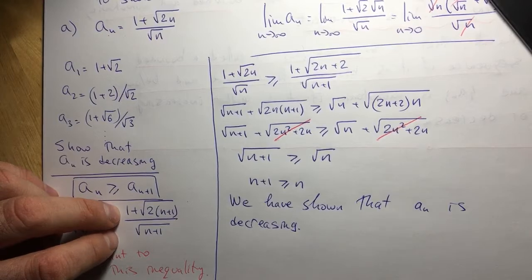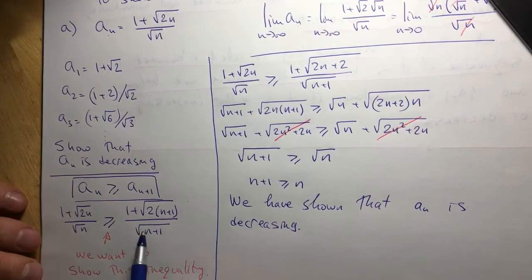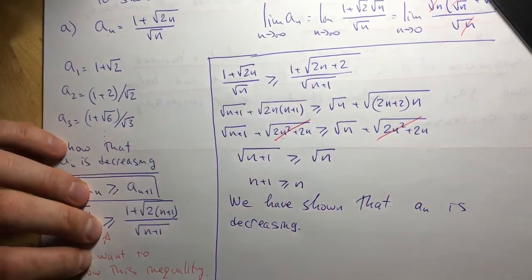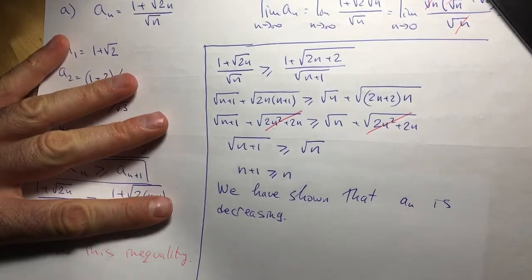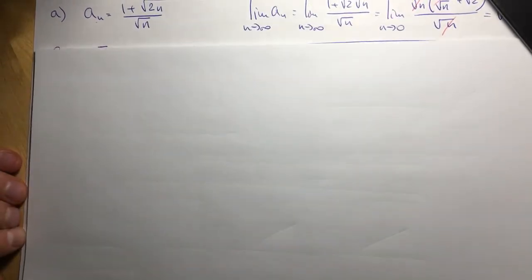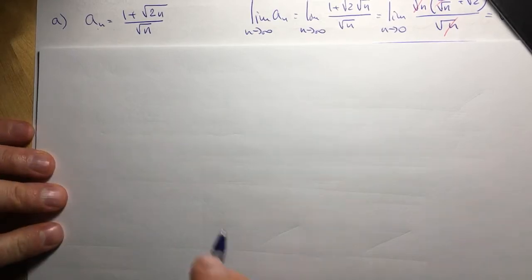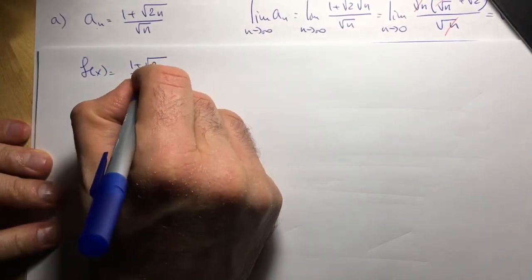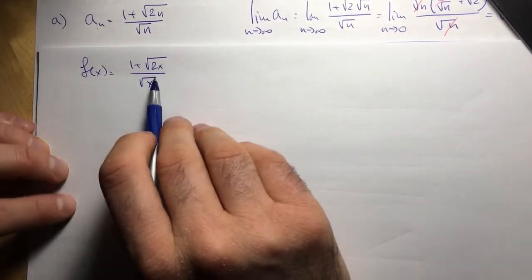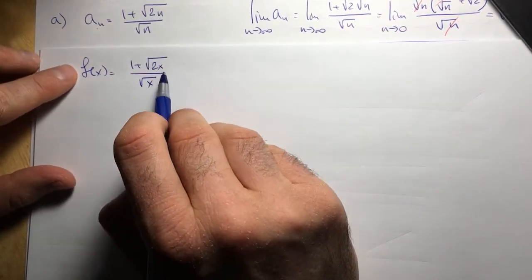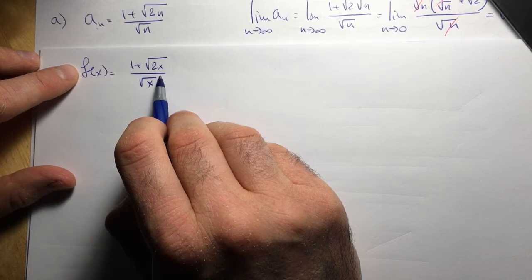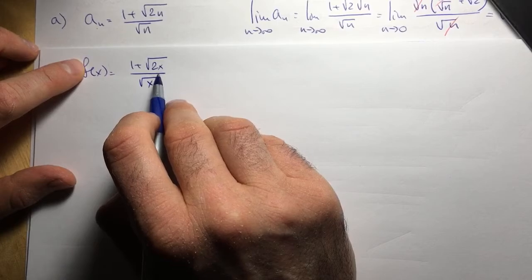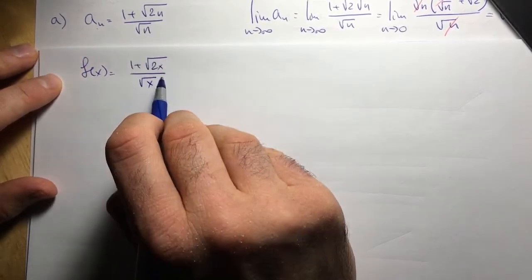Okay. Now there is another way to show the same thing without using these inequalities, but the way I'm going to show you does not hold for every type of sequence, okay? Luckily here we can use it. So you can define a function f of x equal to 1 plus square root of 2x over square root of x. Now compare this function with this sequence, right? This function is going to have the same values as this sequence when it's evaluated at the positive integers, right?